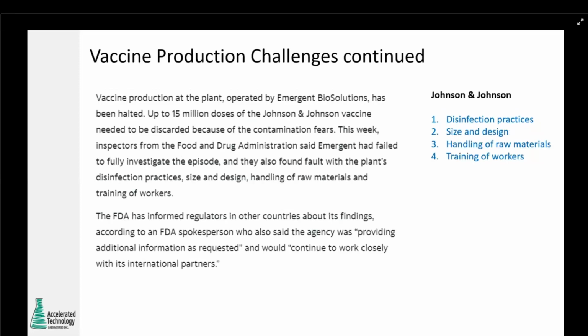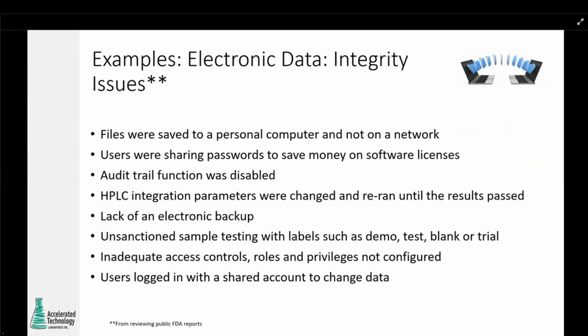And in the case of Johnson & Johnson production, they actually had to halt production. This was the FDA action. They had up to 15 million doses that needed to be discarded because they weren't sure of the quality and they had contamination fears. There were problems with their disinfection practices, the size and design of the facility, handling of the raw materials, training of workers. One report that I read said that the FDA stopped documenting violations because there were so many. Now, when you hear about all these cases of violations of data integrity, that does not build trust.